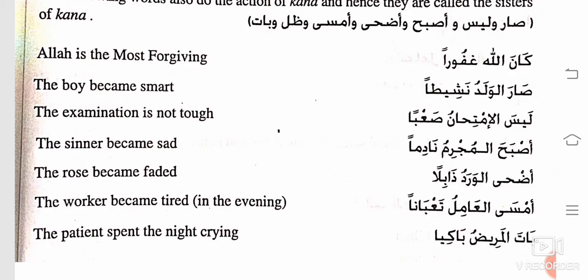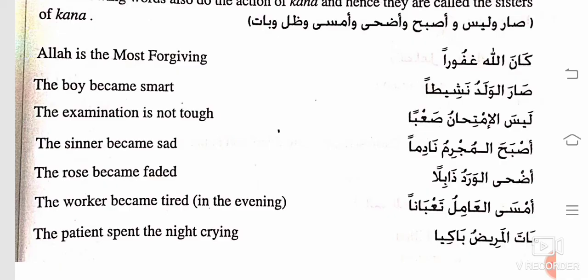Just like Kana Allahu Ghafura. So Allahu Ghafur is a subject and predicate, and Kana entered the subject and predicate, so it made Kana Allahu Ghafura. So Allahu is the subject of Kana, the ism of Kana, so that's why it's Raf'a. Allah is the most forgiving.